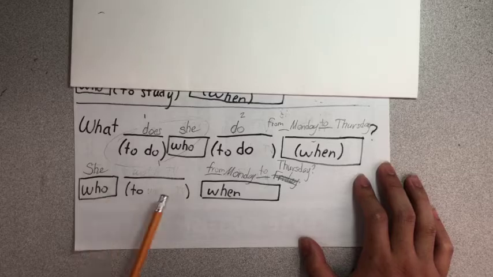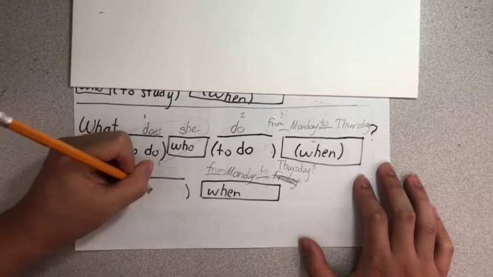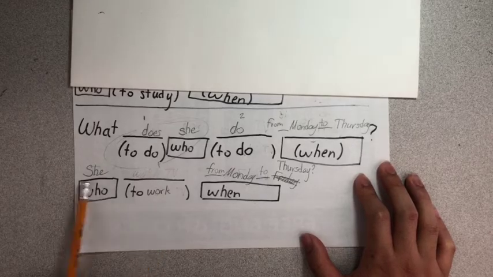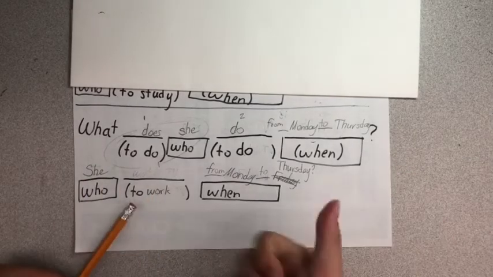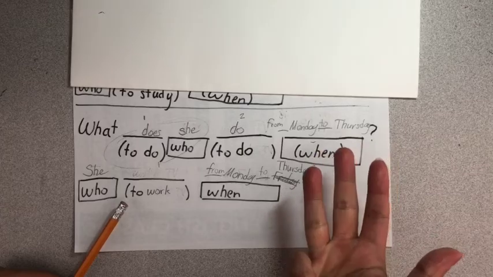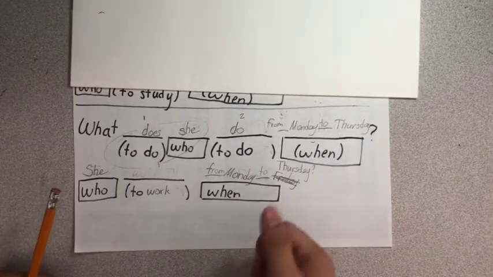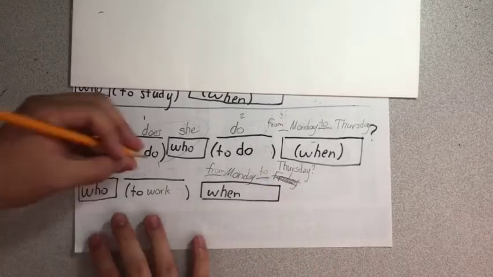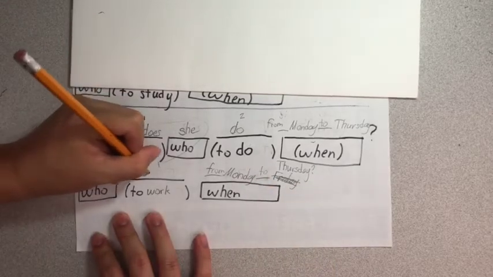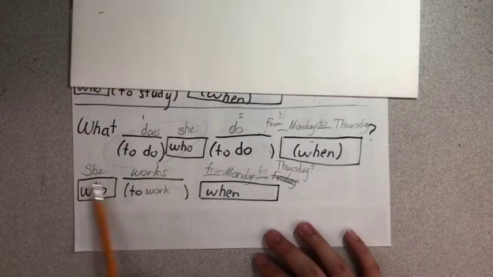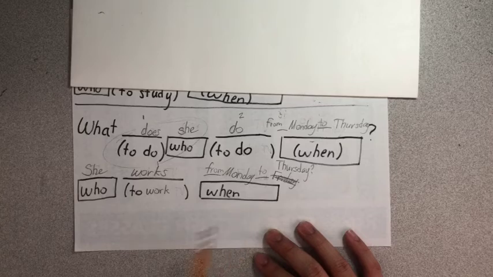She, let's write to work. To work, she. I, you, we, they, no S. He, she, it, S. So he, she, it works. Works. She works from Monday to Thursday.